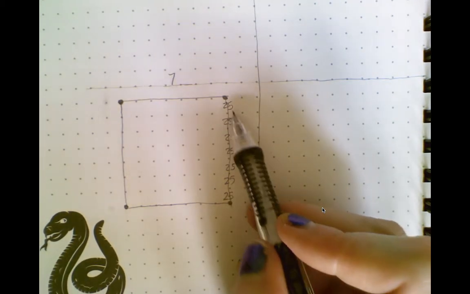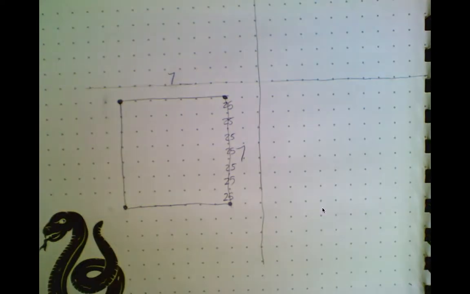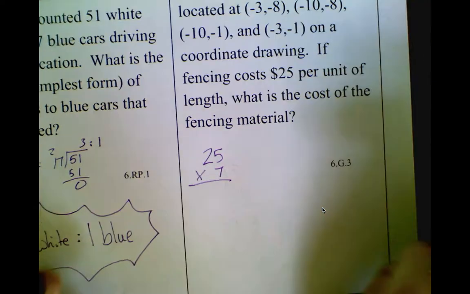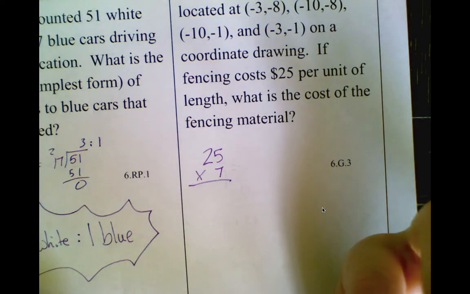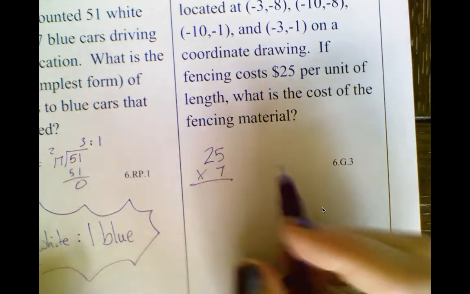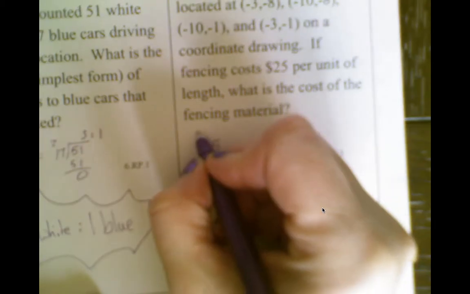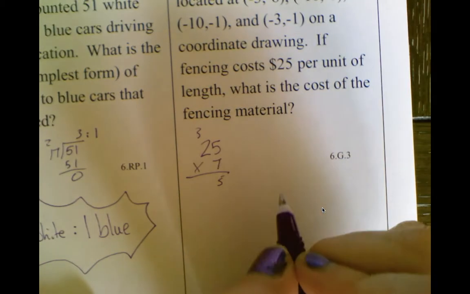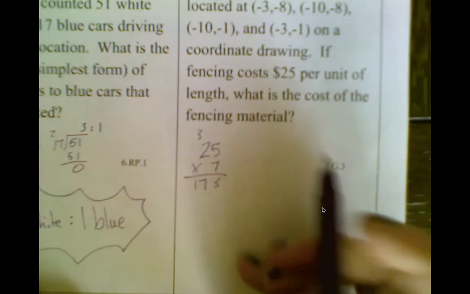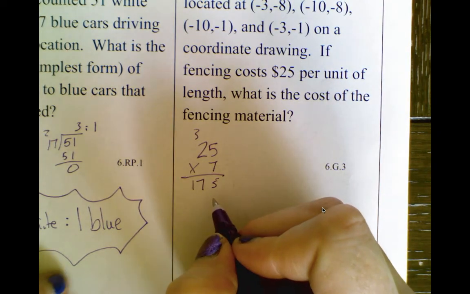So 25 times 7, which we'll figure out. Or you can think of it as, if you had 7 quarters, how much money would you have? You would have $1.75. But if you just take it, 25 times 7: 5 times 7 is 35, 2 times 7 is 14 plus 3 more is 17. So we got $175 for one side.